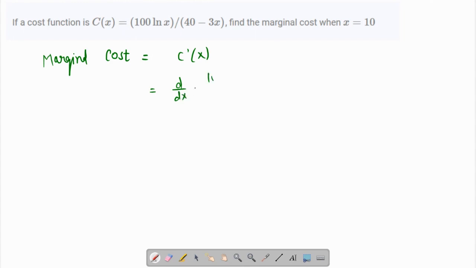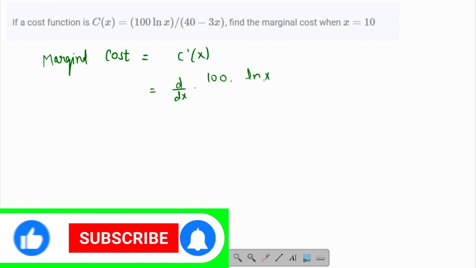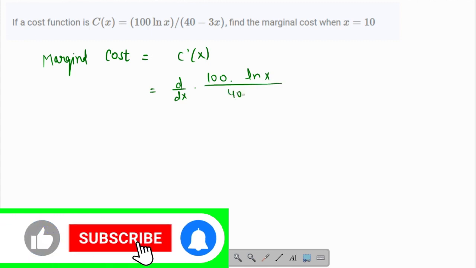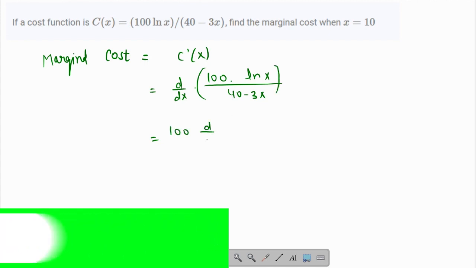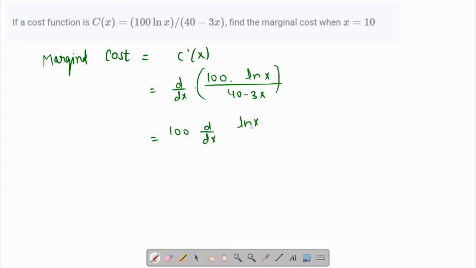You need to find d over dx of 100 natural log of x over 40 minus 3x. So 100 is a constant, it comes out. So we have d over dx of natural log of x over 40 minus 3x. The differentiation of ln x over 40 minus 3x, we have to use the quotient rule.